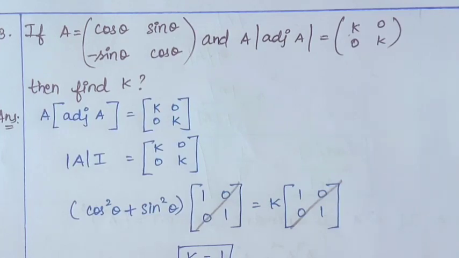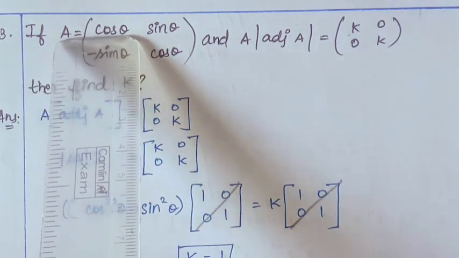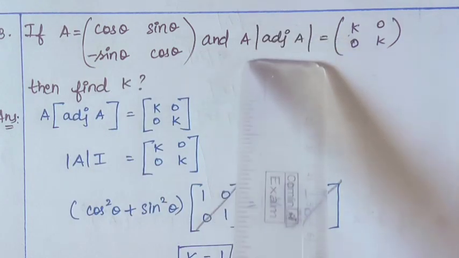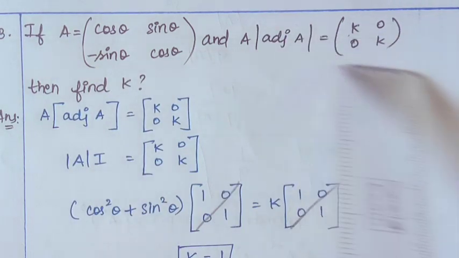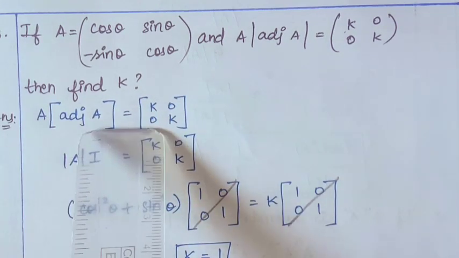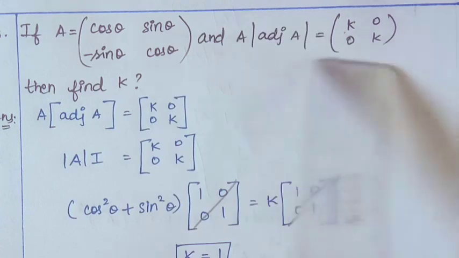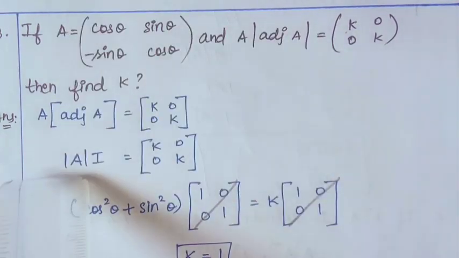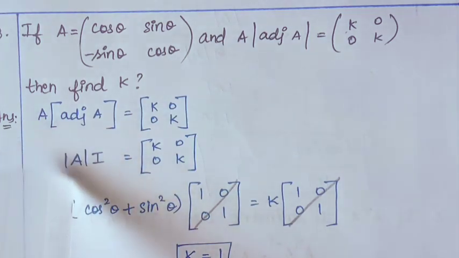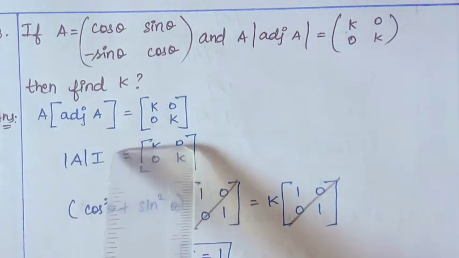Next, third question. If A = [cos theta, sin theta; -sin theta, cos theta] and A adjoint A = kI, then find k. So A adjoint A is equal to kI, they have given in the question. So next, |A| I is equal to kI.